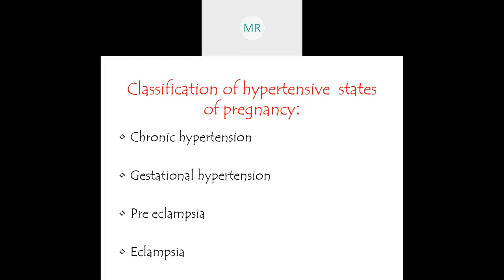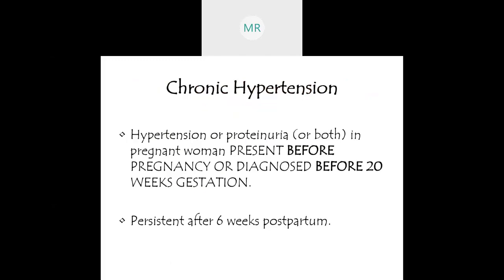And we classify hypertensive states as chronic, and we're going to go through them, okay? So these are hypertension or proteinuria or both in pregnant women that is present before pregnancy. So these were already hypertensive patients, or it was diagnosed before 20 weeks, okay? So these are your chronic hypertensives. And yes, if you were hypertensive before you got pregnant, it's going to persist after 6 weeks postpartum. It doesn't resolve by 12 weeks postpartum.